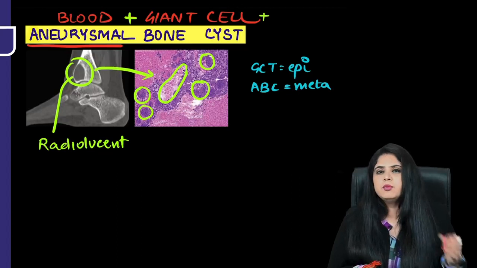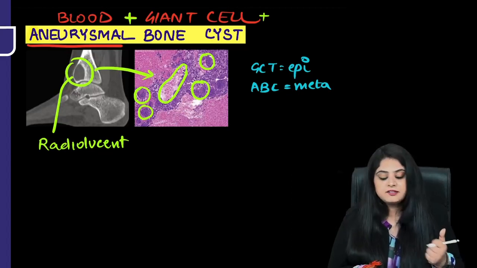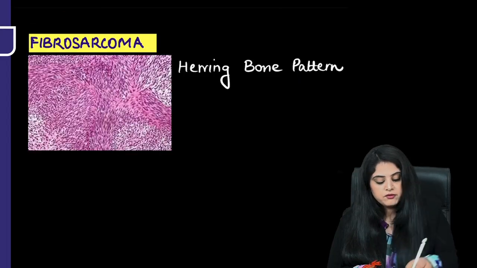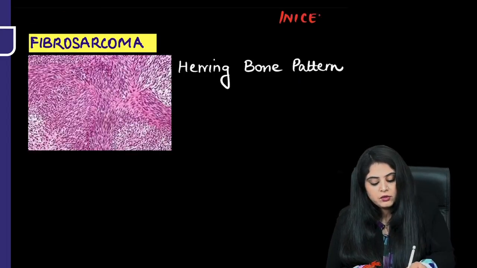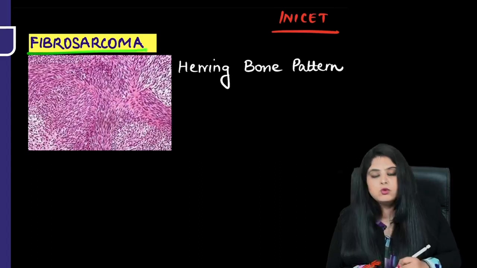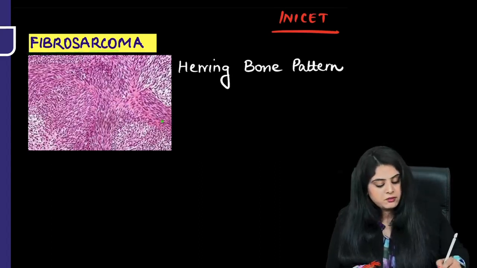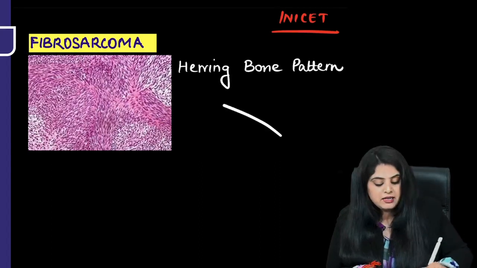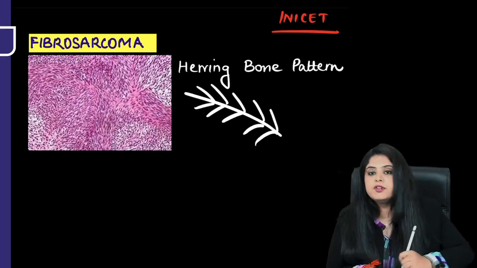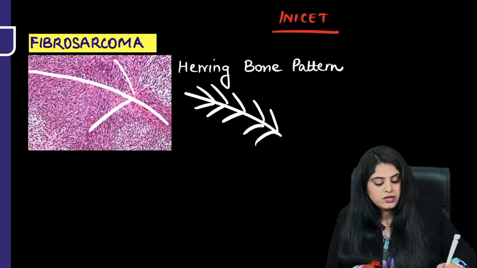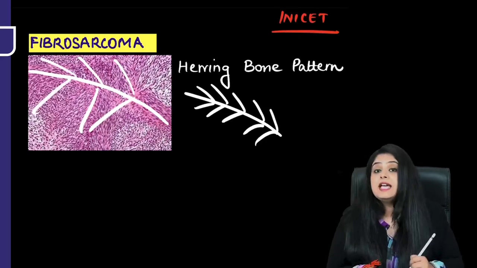Bone tumors are done. Bone tumors के साथ soft tissue tumors भी आता है. Do you want to quickly revise them? Okay, so now this is again important for INICET exam. There is a soft tissue tumor known as fibrosarcoma. Fibrosarcoma is very famous for showing you the herringbone pattern. Herringbone is a fish. तो fish का जो spine होता है, that is what they are referring to over here. So if you see the cells, they are going in a pattern like this. That is the herringbone pattern seen in fibrosarcoma.